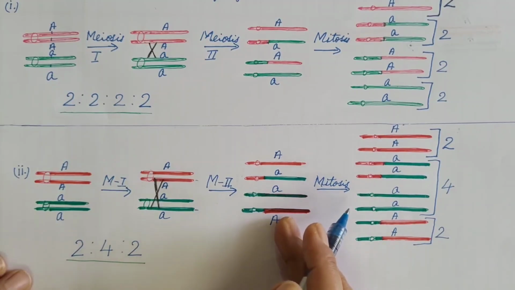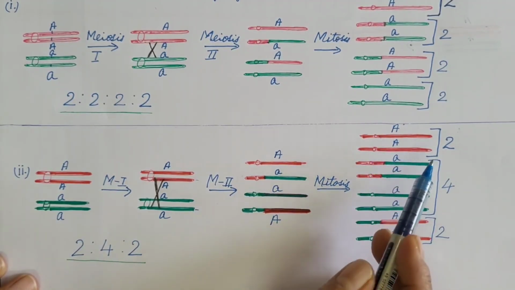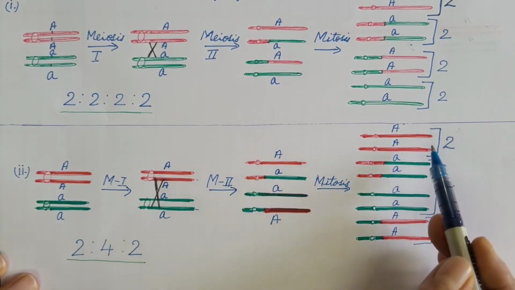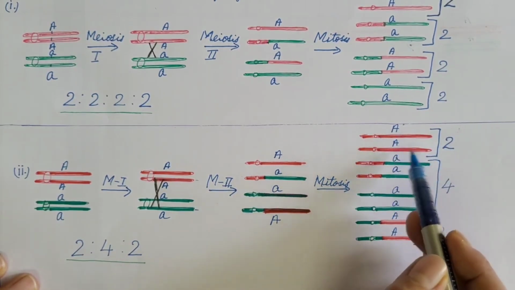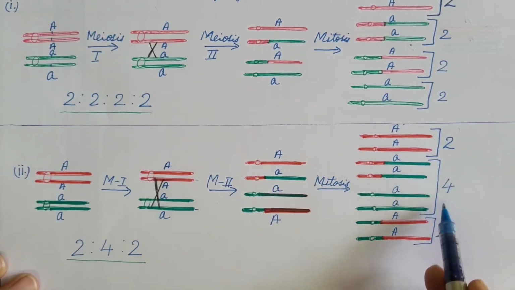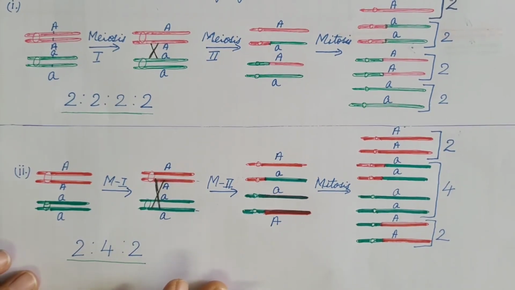After mitosis, 8 haploid cells are obtained, which are known as octad, and these are linearly arranged, and the ratio is 2 haploid cells containing capital A allele, 4 haploid cells containing small a allele, and again 2 haploid cells containing capital A allele. So the ratio is 2:4:2. This is also a deviation from the 4:4 ratio that is seen in the first division segregation.